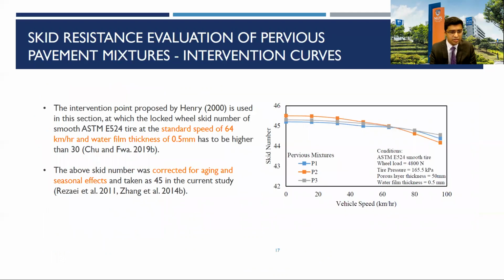Next is the determination of intervention curves. At first, the intervention point at the standard speed of 64 km/h and water film thickness of 0.5 mm was obtained as 30 from highway agency manuals. It was then corrected to 45 for aging and seasonal effects. Then the skid numbers at other sliding speeds are obtained from the simulation models.